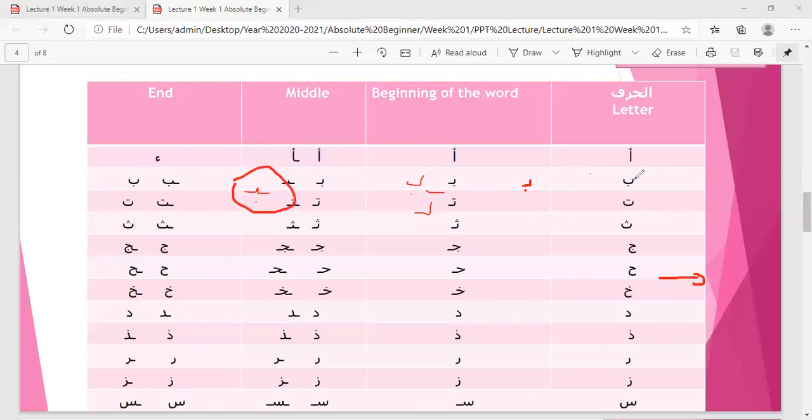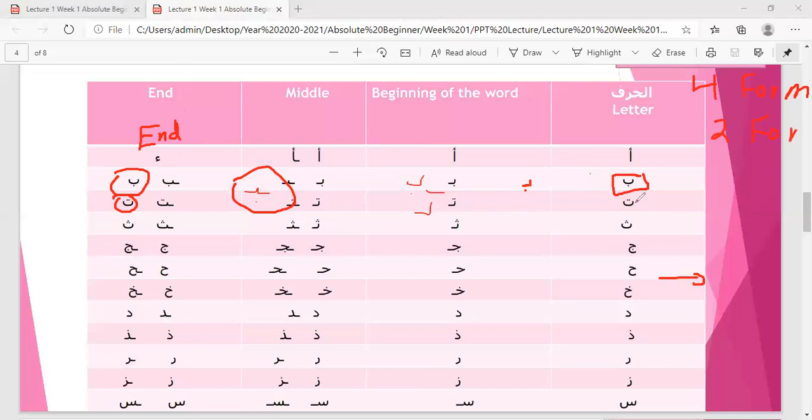At the end, see at the end how's letter ba? It's the same when it's separated from the letter before it. Ba, ta, and ta. I told you at the end you have two forms of the letters that have four forms. Like, look, Heidi, we have letters that have four forms, and letters that have only two forms, okay?